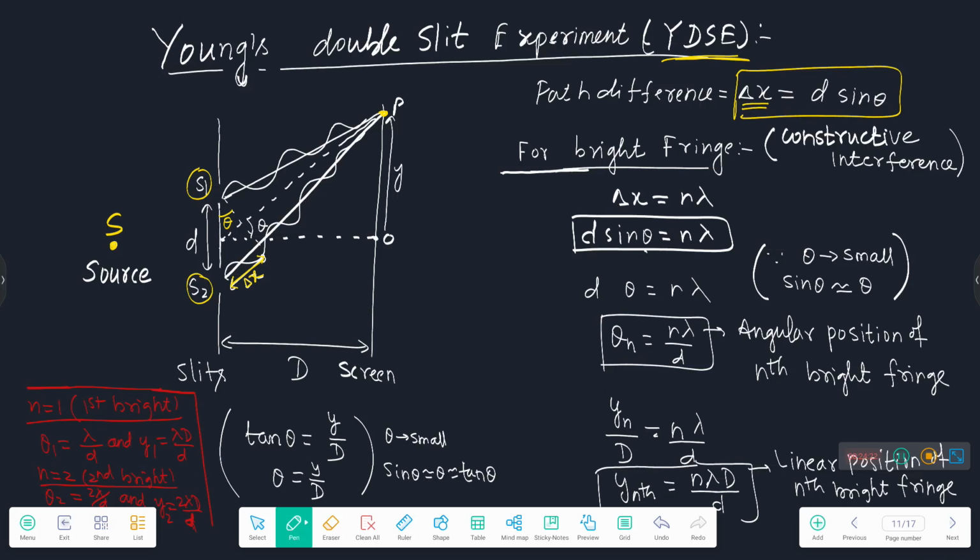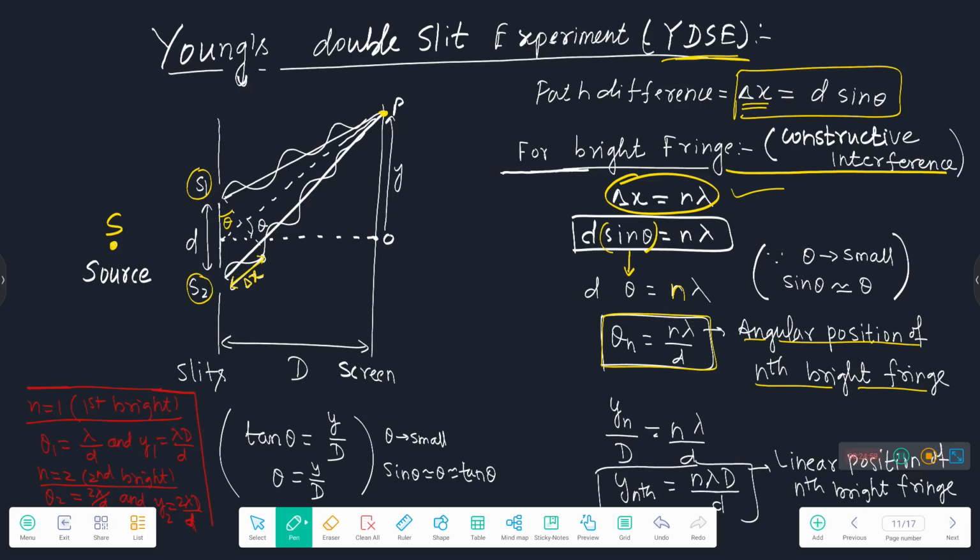Now all of you listen. For a bright fringe, or constructive interference, the delta x condition is n lambda. Delta x equal to n lambda, and delta x is nothing but d sin theta. So d sin theta equals n lambda. Now, sin theta can be taken as theta if theta is very small. Instead of sin theta I write theta, and theta is n lambda by small d. This is called the angular position of the nth bright fringe.